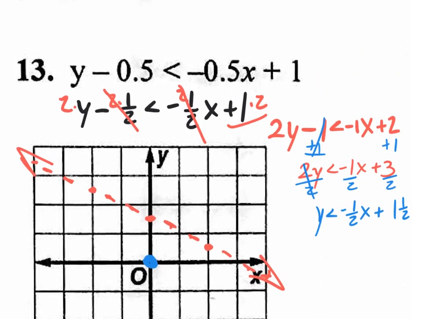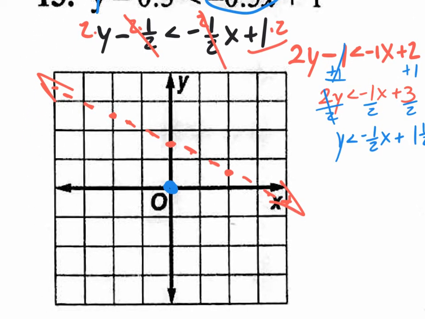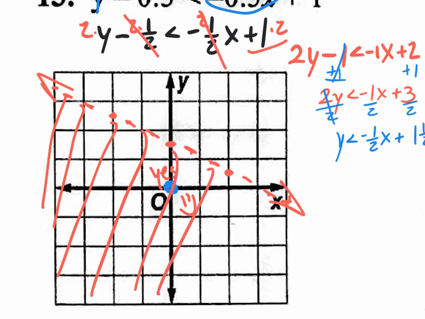If I were to plug in a 0 right here and a 0 over here, so 0 here is going to make it disappear. I'm just going to have a negative 0.5 being less than, right here, negative 0.5 times 0 is 0, plus 1 is 1. So is negative half less than 1? Yes, it is. So it does work, right? So the origin does work. The origin is a solution. That's a yes. That's a happy face. So all of these are answers, so you shade in this bottom side.